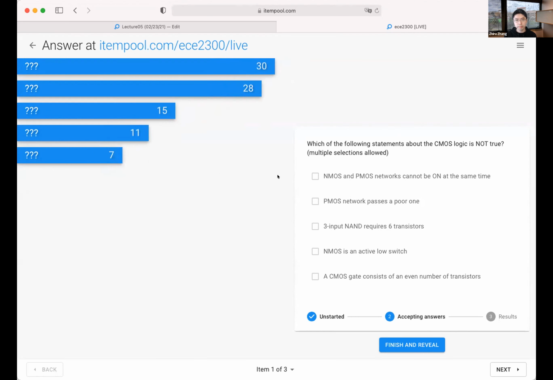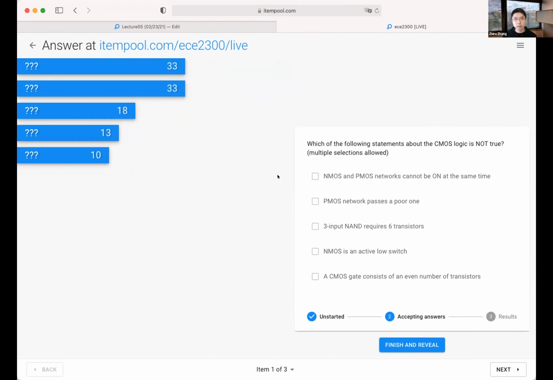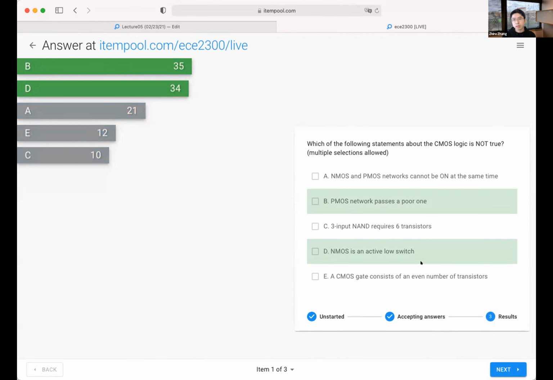It looks like most people are agreeing. We are reaching some consensus. So let's see. First statement, is it true or false? True. Second one, let me review the answer. The PMOS network cannot pass a poor one. That's a false statement. The PMOS network cannot pass a good 0.